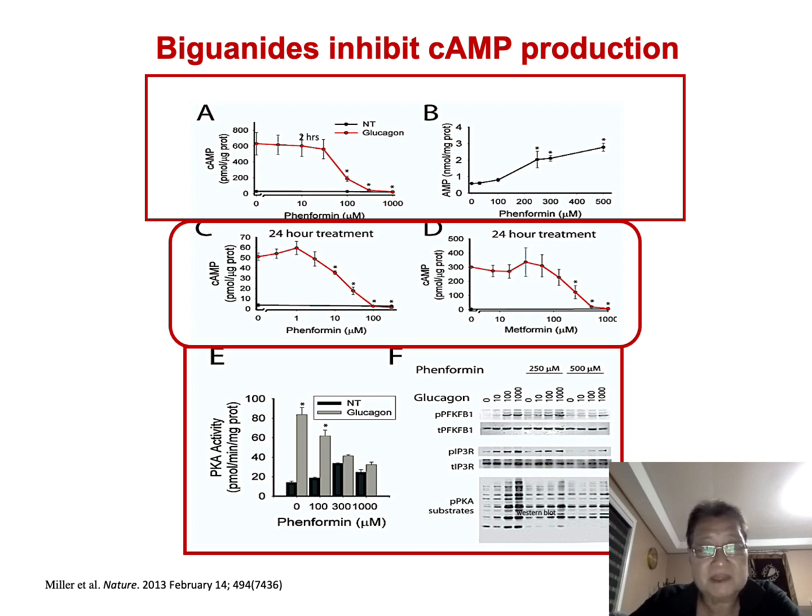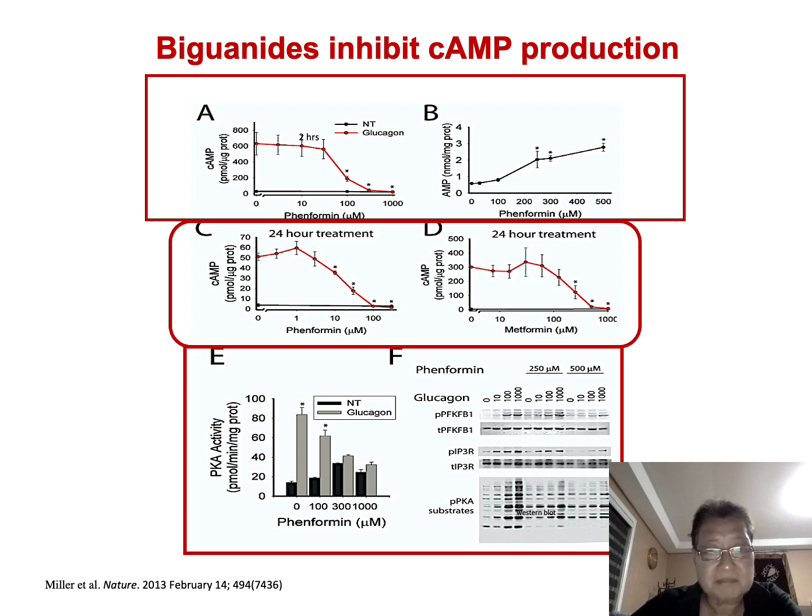On top, A and B, you see that phenformin has been shown to reduce cyclic AMP and increase AMP on short-term administration. You can see 2 hours. In the middle, you can see both phenformin, the first one, and then metformin also reduces cyclic AMP on a longer period of administration, that is 24 hours.